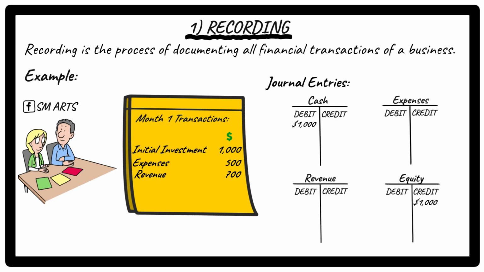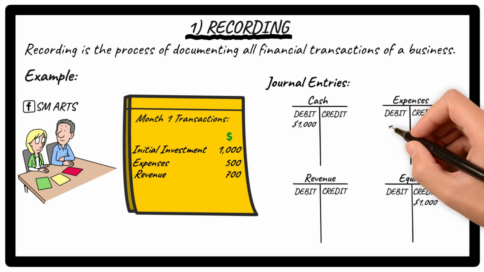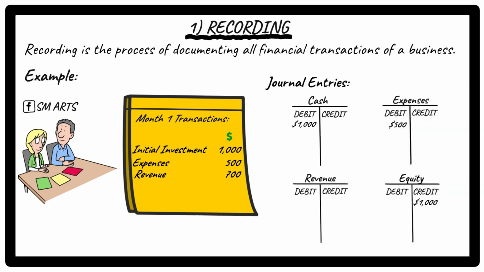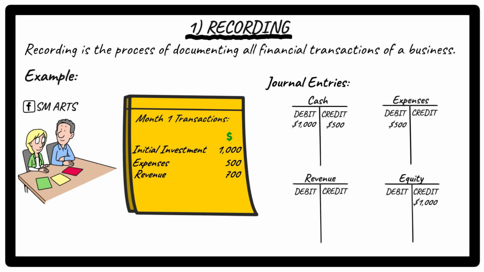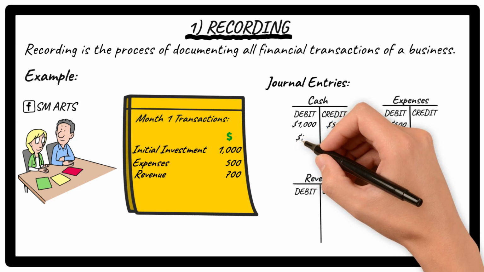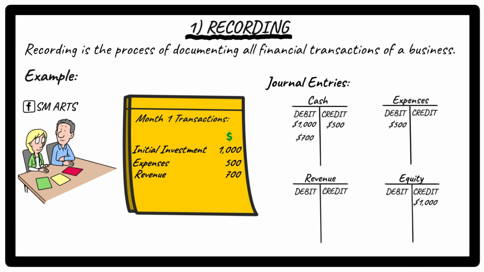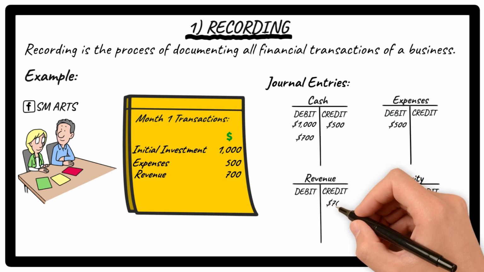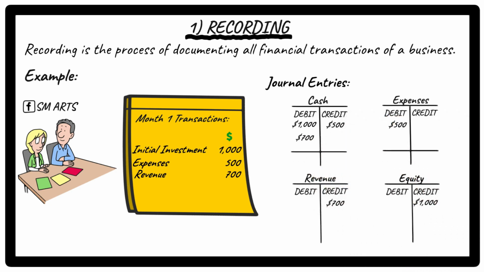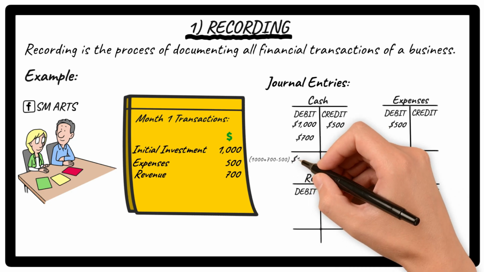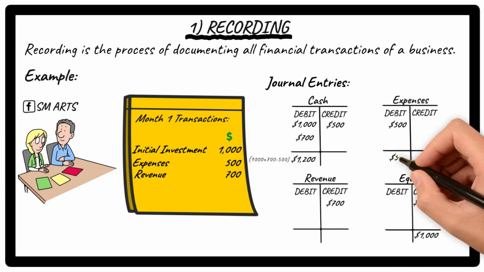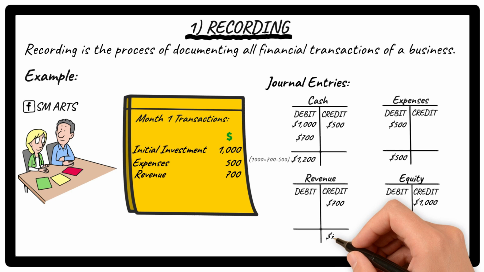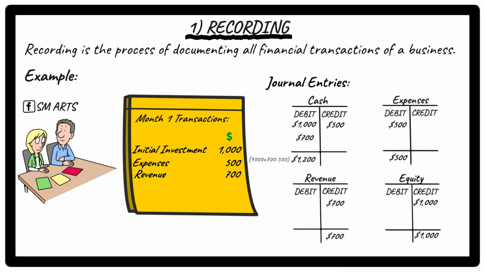The second entry is expenses incurred. We would debit expenses by $500 and we will credit cash by $500 because cash is going down. The final entry is for revenue. We will debit the cash by $700 as we have received it and credit revenue by the same amount as revenue has also increased. Let's calculate the total for each account. Cash is at $1,200, equity is at $1,000, expense is at $500, and revenue is at $700. Here, the first step of recording transactions is done. We have recorded all the transactions.